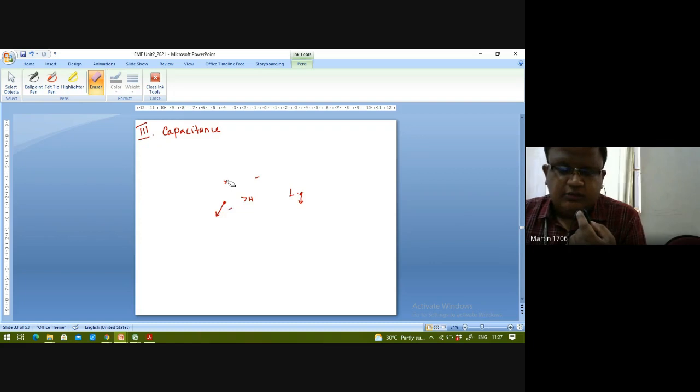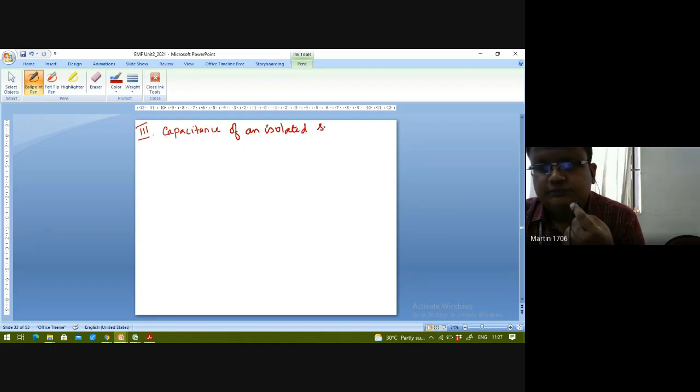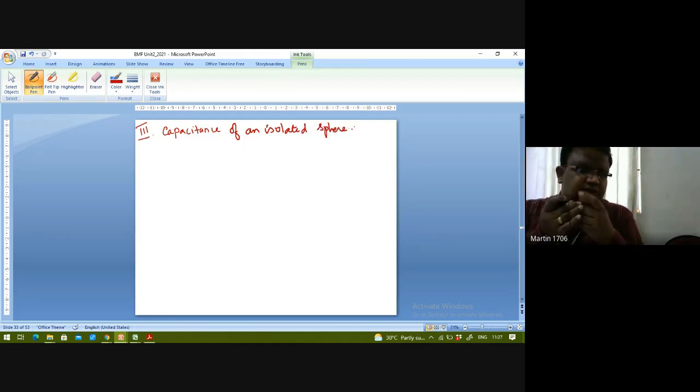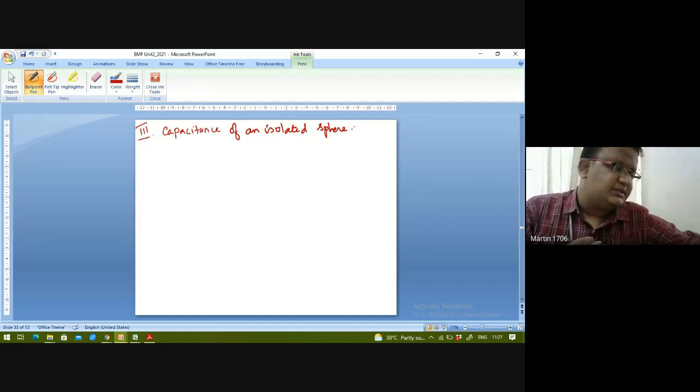Everyone is aware of the geometry of the sphere. It looks like a coconut. Please imagine how the coconut will be in 3D. In all three dimensions it has equal radii. Correct, it has equal radii. Suppose I write what we are going to see, that is the capacitance of an isolated sphere. For this isolated sphere, what is the capacitance?